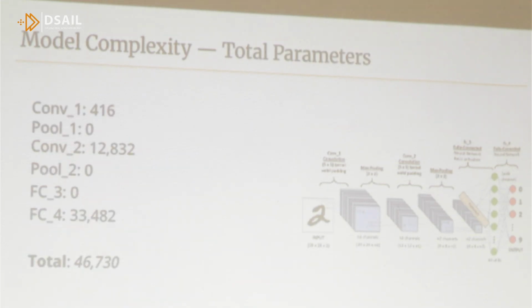So essentially, for such a network, when you sum all of them up, two convolutional layers and a fully connected layer, FC0 is 0 because it's simply flattening. So there's not much there. So it's 46,730. I hope you get that number.